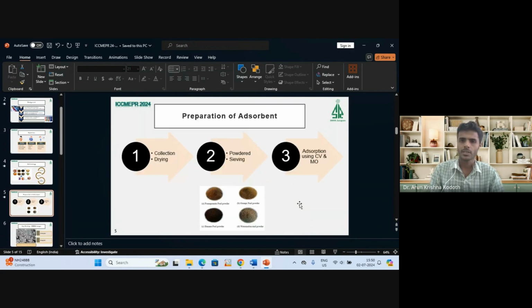Coming to the preparation of the adsorbent, we collected different kinds of peels and dried them to remove the water content, and then powdered them. The sieving process is done to get fine powders, as we know that when the particle size decreases, it can provide more surface area for the adsorption process. And then it is studied for the adsorption of particular dyes like crystal violet and methyl orange from the aquatic environment.